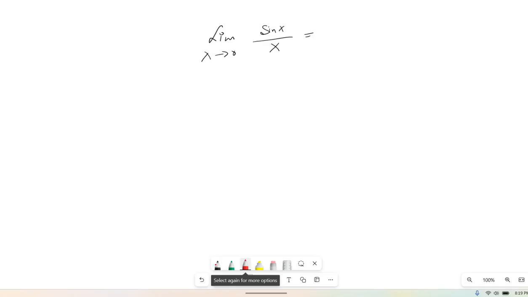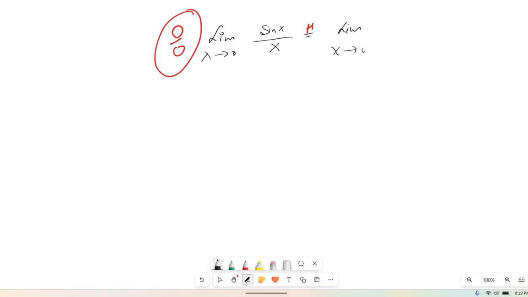Let's see if I can try to put 0 in here. It will be sine of 0 by 0. So that is 0 by 0 form. So it's kind of an example of an indeterminate form, which we learned in L'Hopital's rule. So I can apply L'Hopital's rule to it, and this can look like the limit as x approaches 0 of the derivative of sine x, which is cosine x, by the derivative of x, which is 1. So basically that is just the limit as x approaches 0 of cosine x. And now you can simply put 0 in there, and that will be cosine 0.